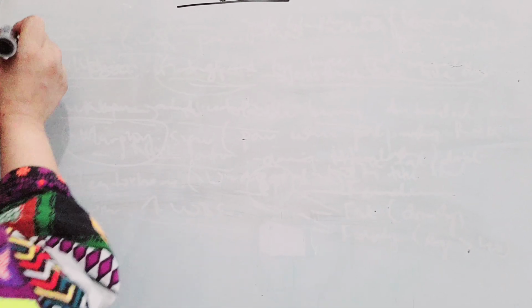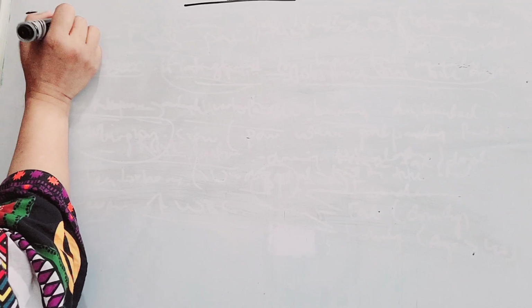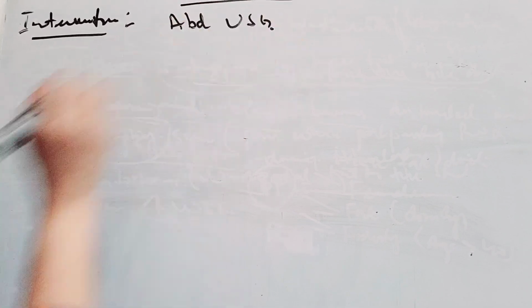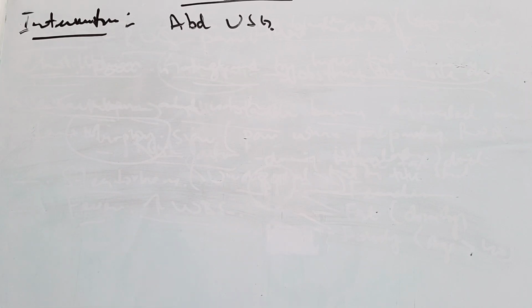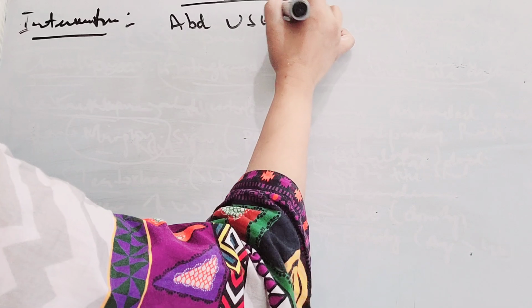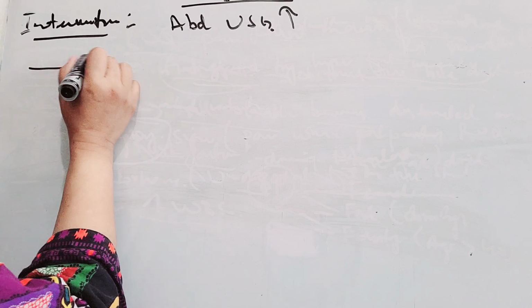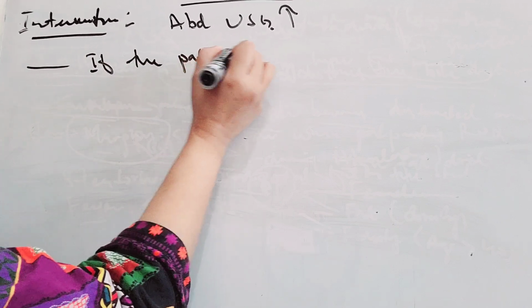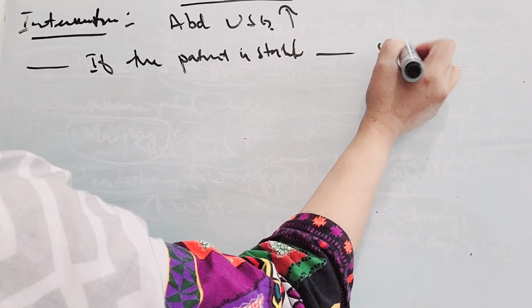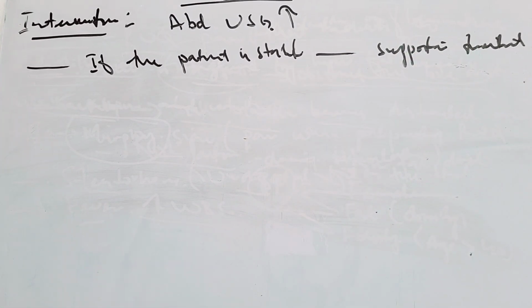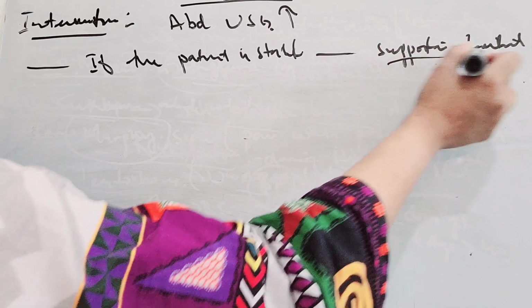Now what interventions do we have to do as a nurse? The first is to prepare the patient for an abdominal ultrasound to diagnose cholecystitis. If the patient is stable, manage with supportive treatment. What is supportive treatment? IV fluids, analgesics, antiemetics. This is the supportive treatment.